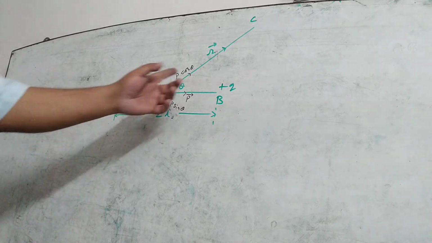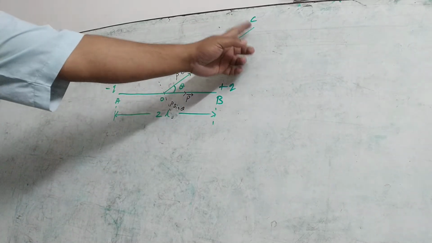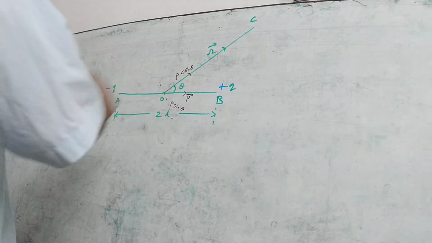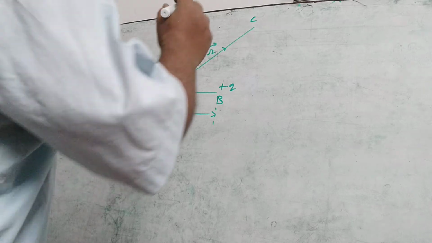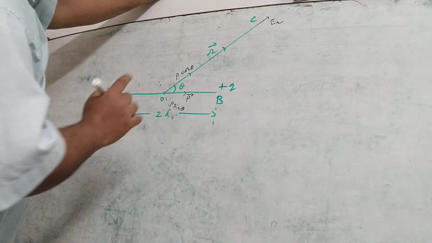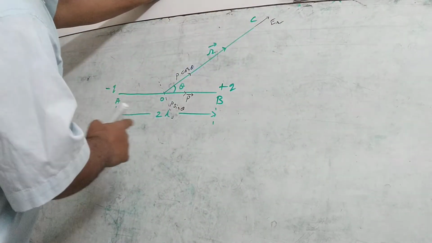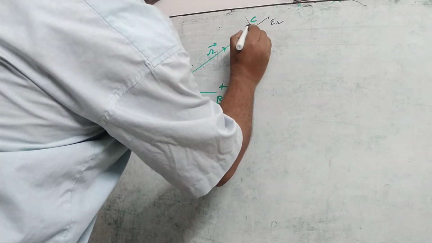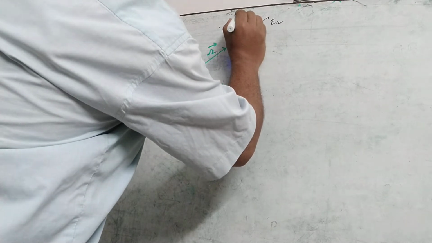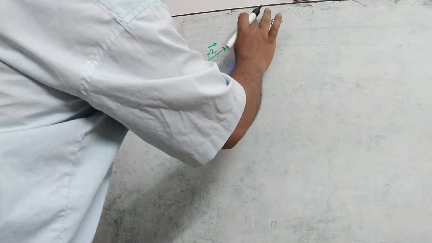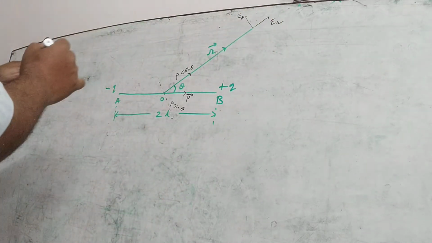Now, the electric field at the point C due to P cos theta is E r, and the electric field at the point C produced due to P sin theta is E theta.